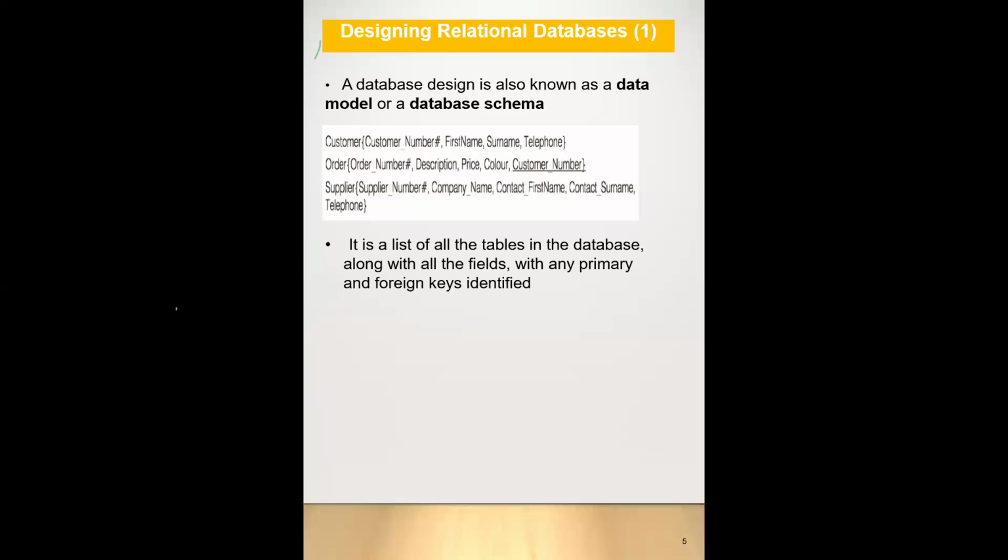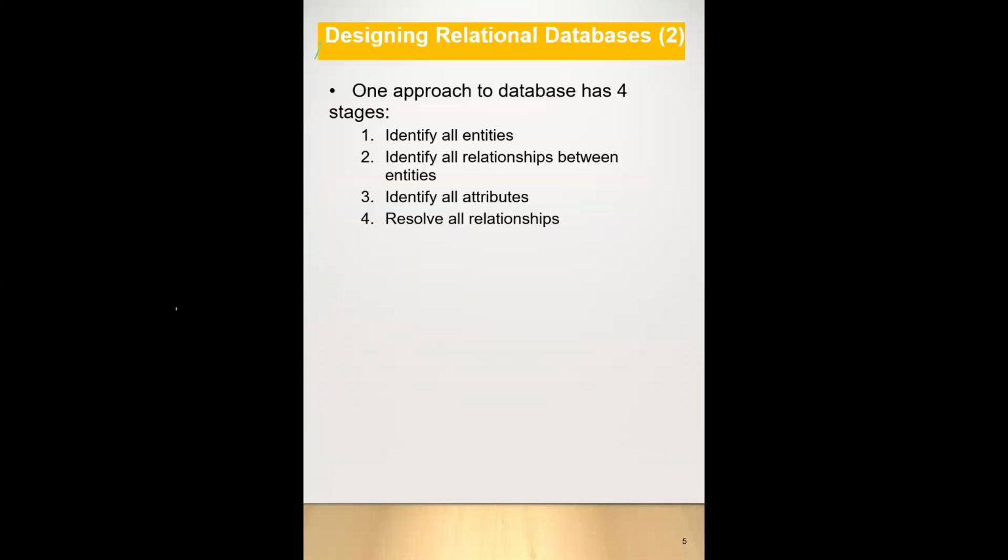So it's a list of all the tables in the database along with all the fields, with any primary and foreign keys identified. In this instance, you need to be able to identify the foreign keys. That's why we have the number or the symbol attached to it. We are trying to identify the primary key. In a normal table, we will have the symbol of a key attached to the primary key to indicate that it is the primary key.